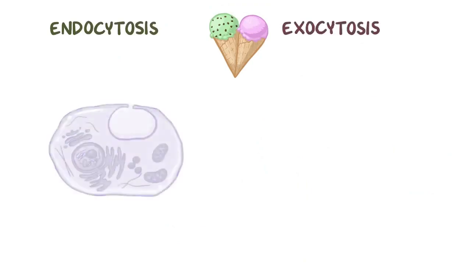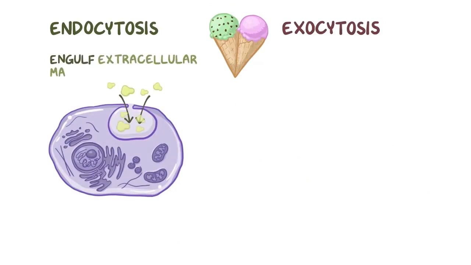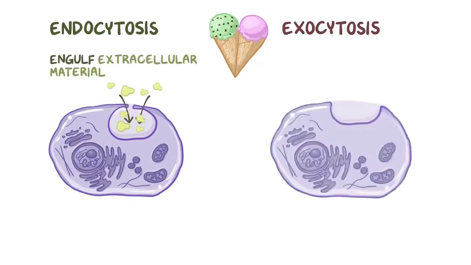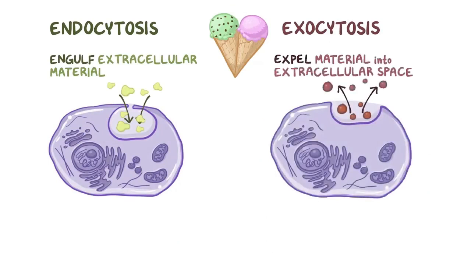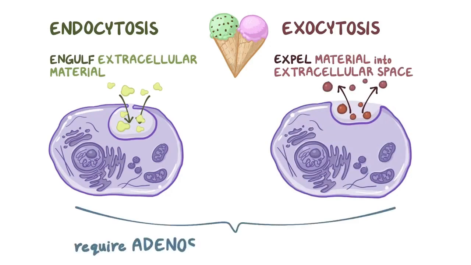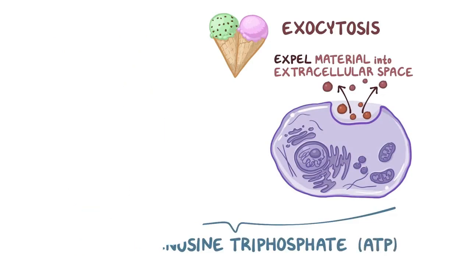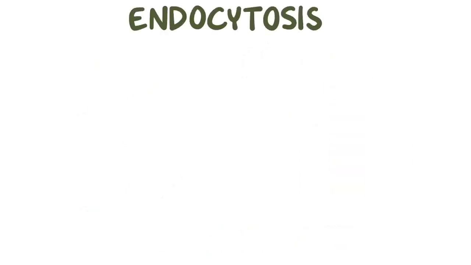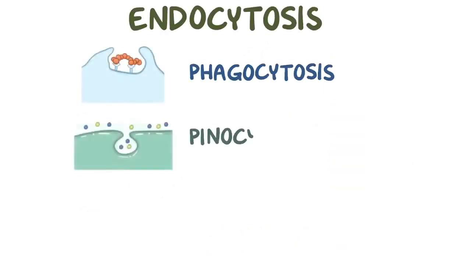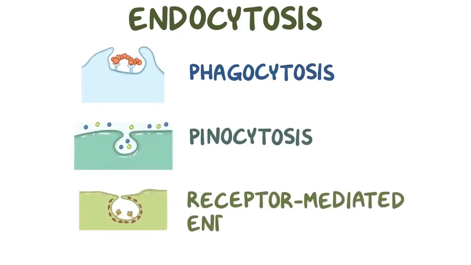Endocytosis is a process that cells use to engulf extracellular material, and exocytosis is the opposite of that, during which cells expel material into the extracellular space. Both endocytosis and exocytosis need energy in the form of adenosine triphosphate, or ATP, used in the movement of the substances in and out of the cell. There are 3 types of endocytosis: phagocytosis, pinocytosis, and receptor-mediated endocytosis.